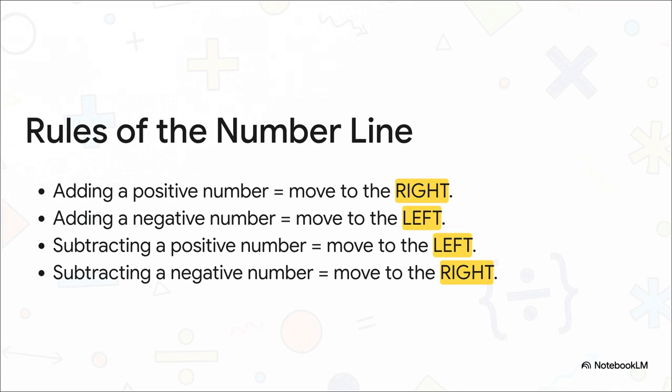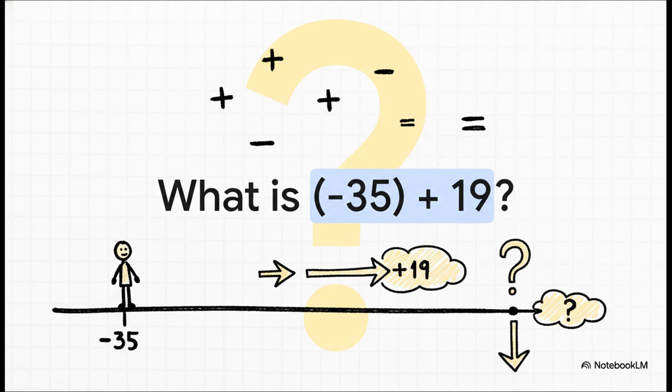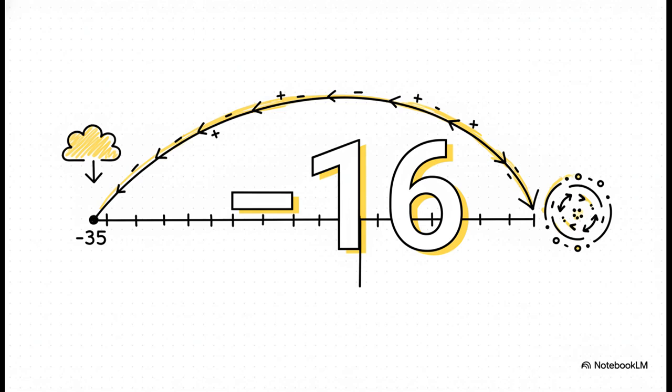But here's the one that trips people up. Subtracting a negative number actually moves you to the right. It's like taking away a debt. It's a good thing. So keeping that number line in your head, let's try a quick one. If you're starting way down at negative 35 and you add 19, which direction are you moving and where do you think you'll land? You land on negative 16, because you started at negative 35 and you moved 19 spots to the right, getting closer to zero. See? It's really just about movement.